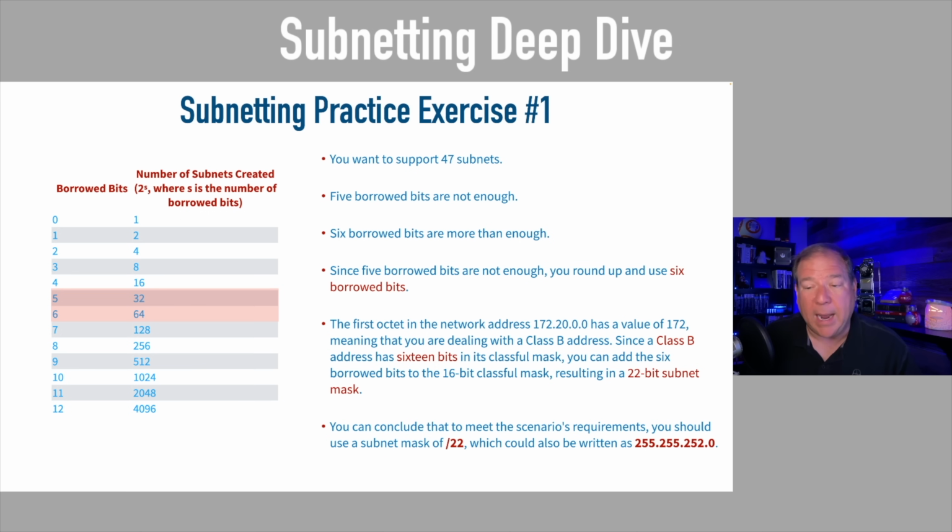255.255.252.0. At some point, hopefully you'll get to where you can just look at a number and know what it translates back into in decimal. But if you need to work it out, you could say, what is 128 plus 64 plus 32 plus 16 plus 8 plus 4? That adds up to 252.